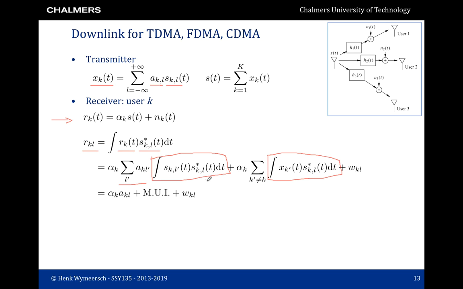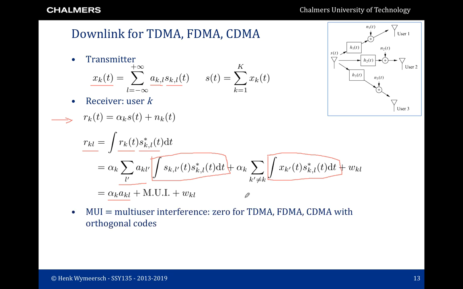The first integral is 0 except when l is equal to l prime. This is through proper waveform design for user k. So there is no intersymbol interference, all that remains is the l-th symbol of user k. The second term is a so-called multi-user interference. The third term is the noise. The multi-user interference is by design 0 for TDMA and FDMA, as well as for CDMA with orthogonal codes. In general, in CDMA, we will have a cross-correlation function, which is defined as follows.